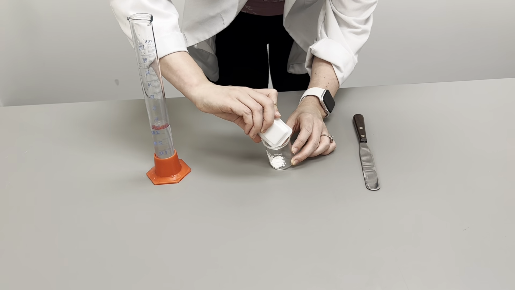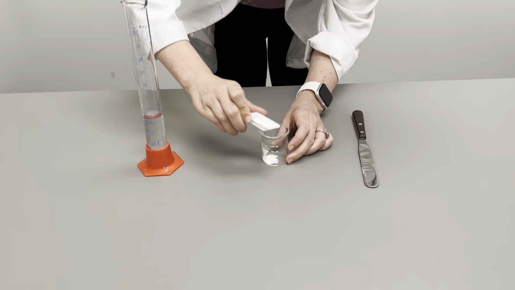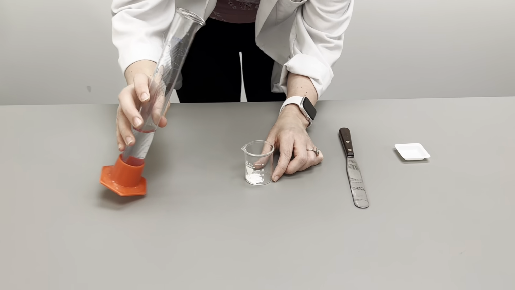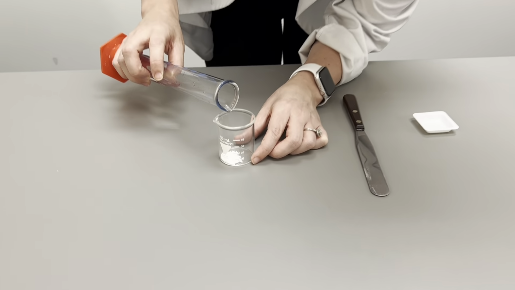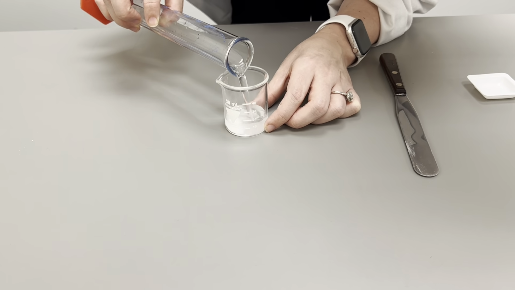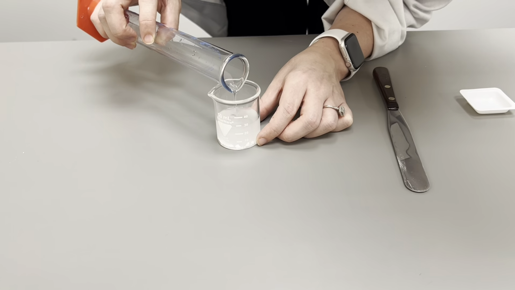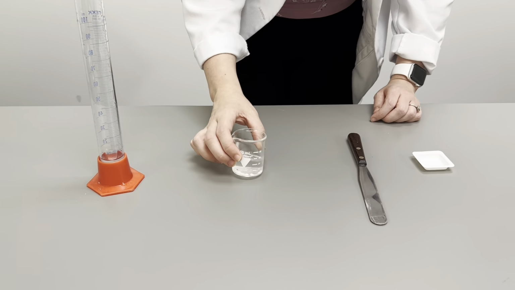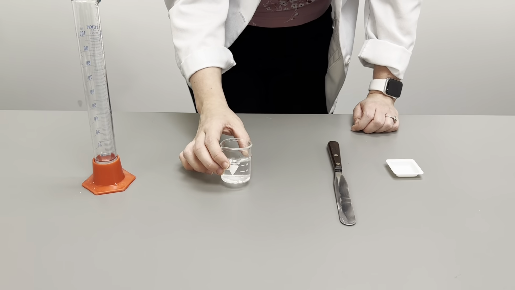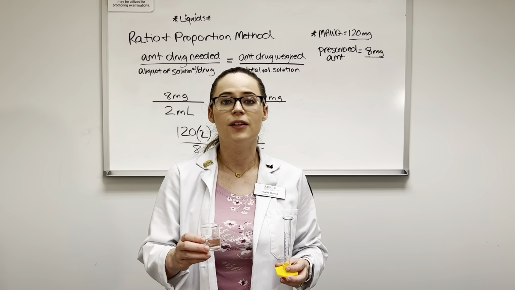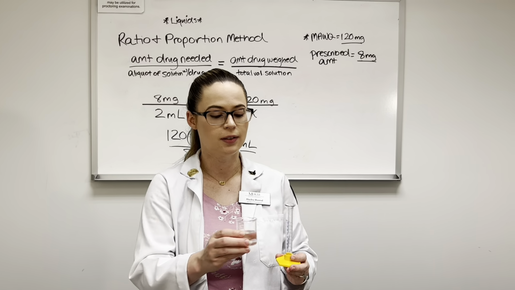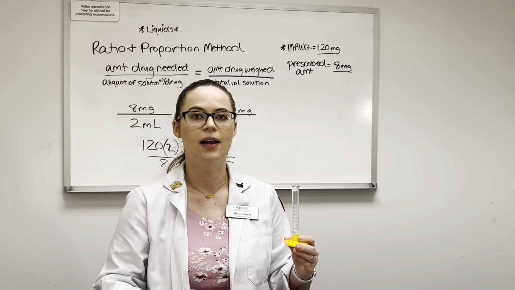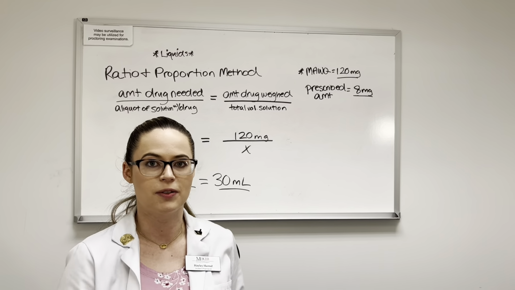and you can add it to a beaker. You will then take your solvent and add it to the fill line of the total volume needed. In this case, it was 30 milliliters. And then you'll just mix those two together. Now that you have mixed your total volume of solution, you can take the 2 milliliter aliquot we measured out, and this will contain the 8 milligrams of drug.